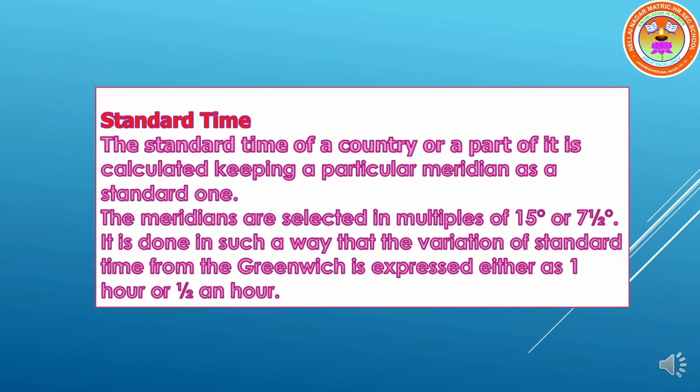Standard time. The standard time of a country or a part of it is calculated keeping a particular meridian as a standard one. The meridians are selected in multiples of 15 degrees or 7.5 degrees. It is done in such a way that the variation of standard time from the Greenwich is expressed either as 1 hour or half an hour.